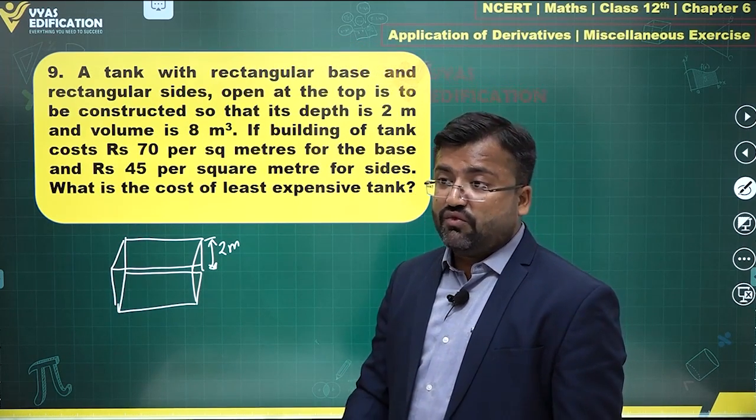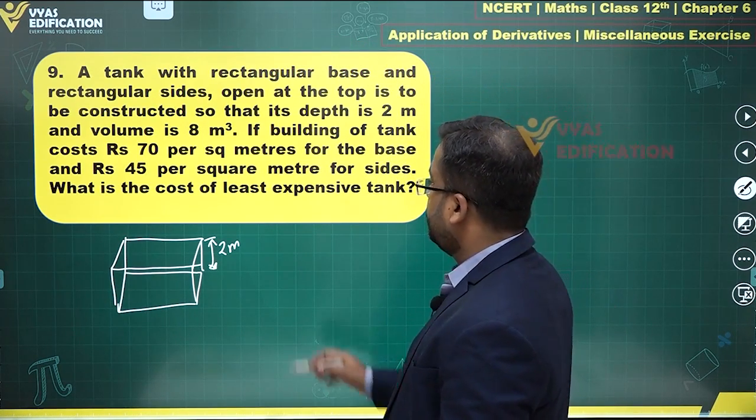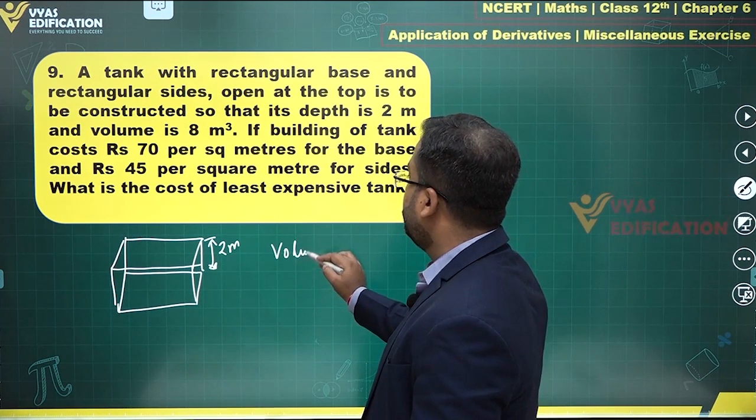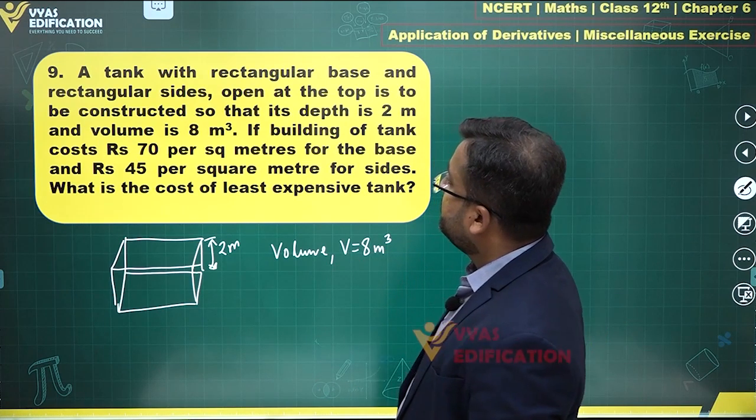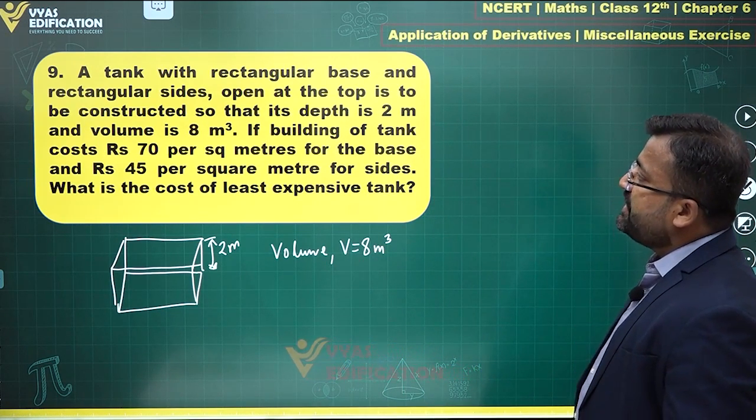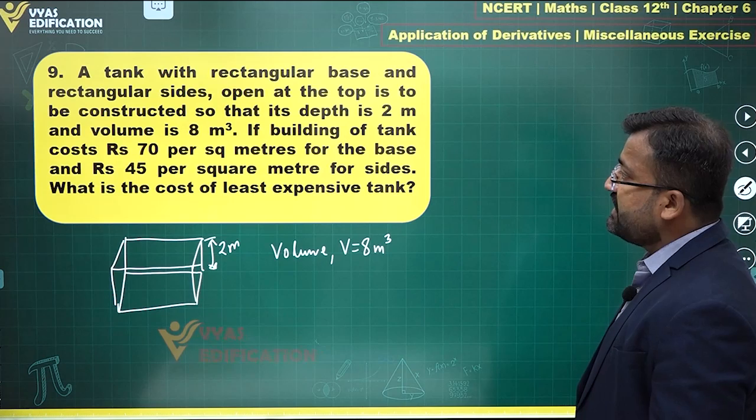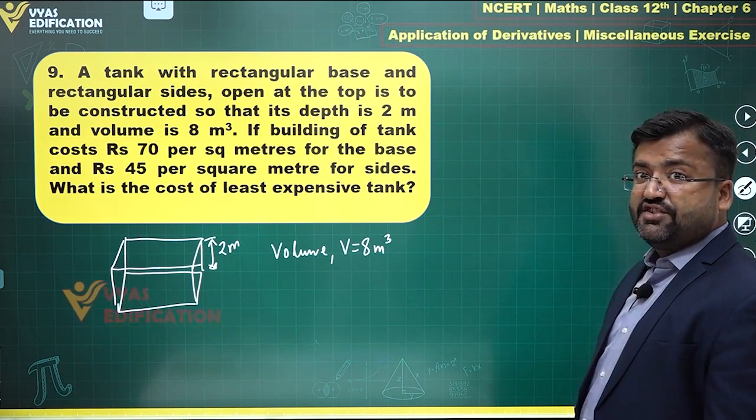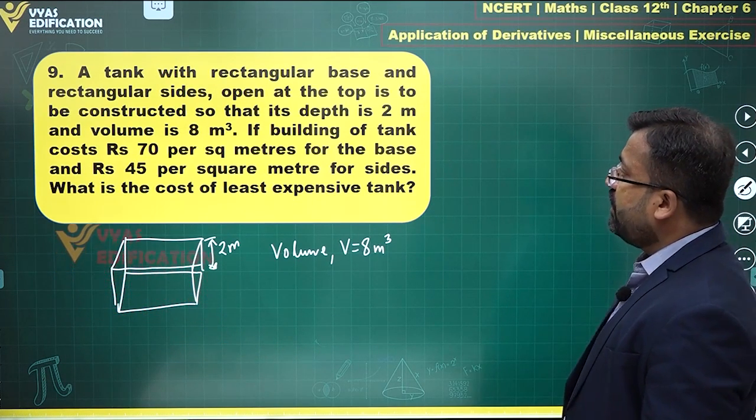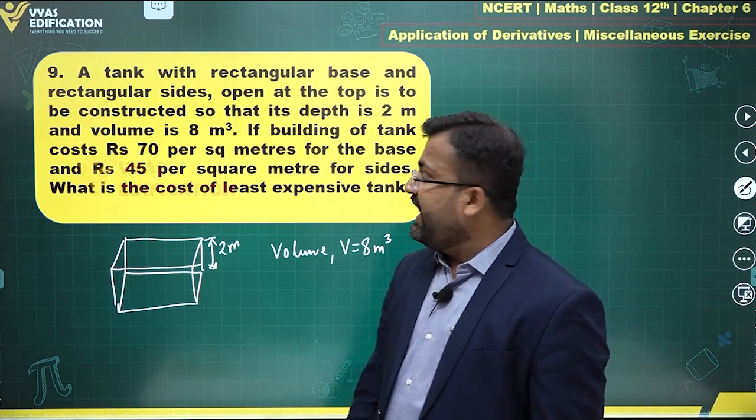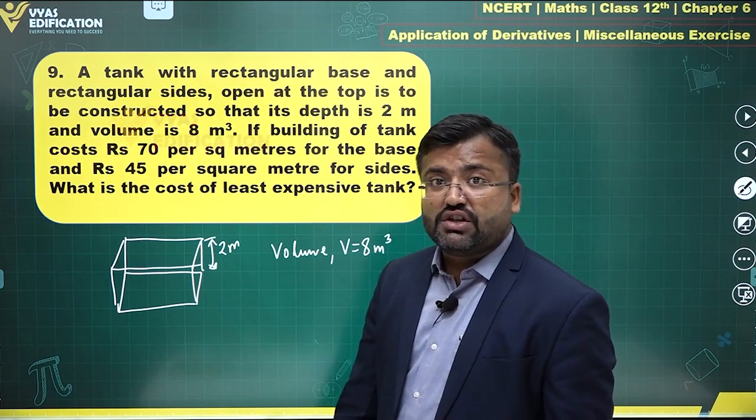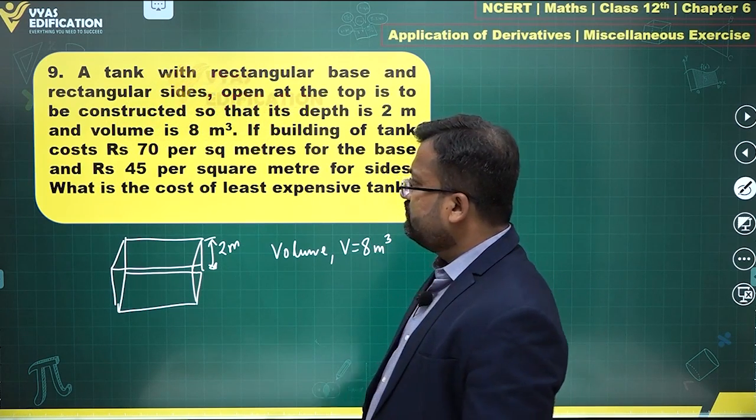Okay, depth is fixed, volume V is 8 meter cube. If building of the tank costs rupees 70 per square meter for the base and rupees 45 per square meter for sides, what is the cost of the least expensive tank? So for the least expensive tank, what do we have? We'll have to reduce the cost, right? So how much will be the cost?